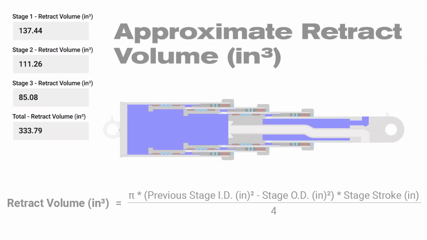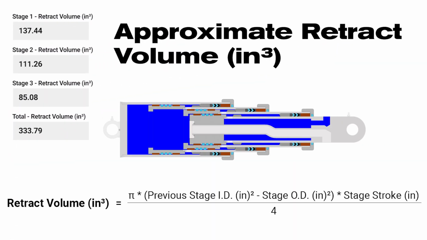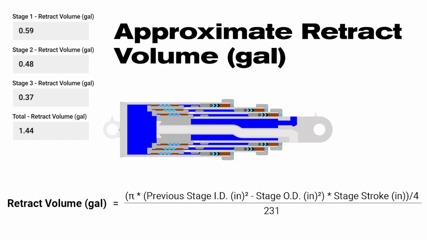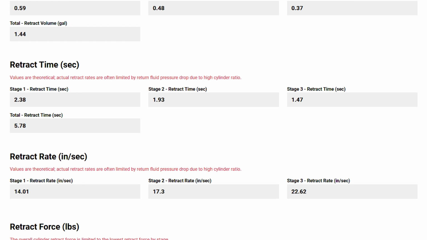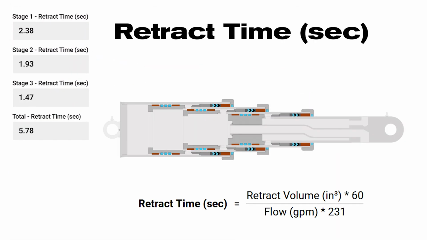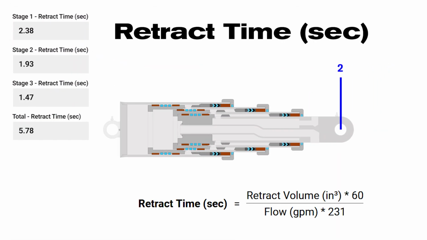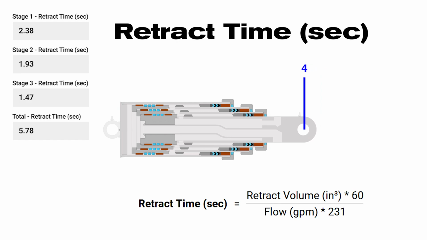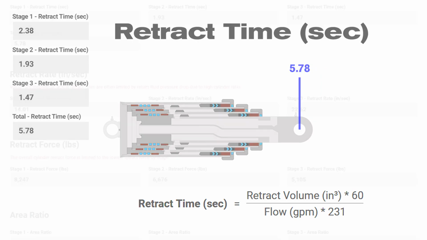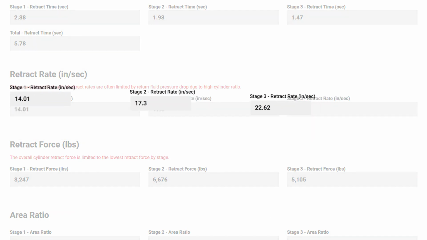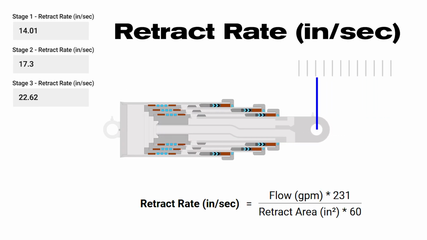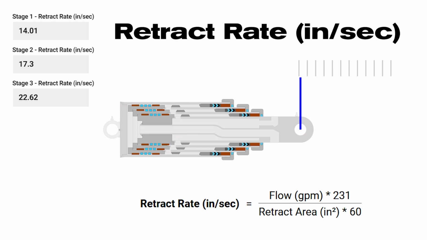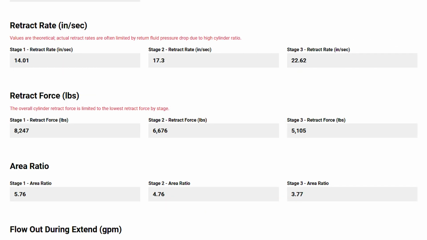Approximate retract volume, measured in cubic inches and gallons. This is the volume of fluid required to retract each stage to the closed state. Retract time, measured in seconds. The total time to fully retract each stage from fully extended to fully retracted. Retract rate, measured in inches per second. This is the speed at which a cylinder retracts each stage toward its full retracted length.